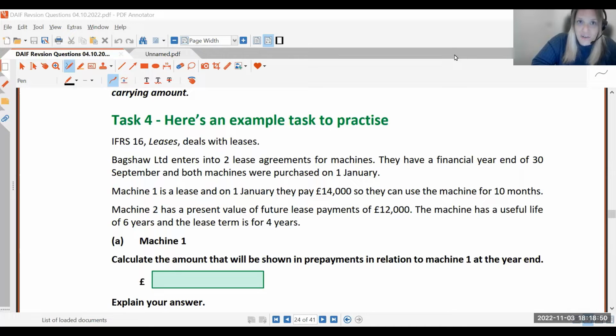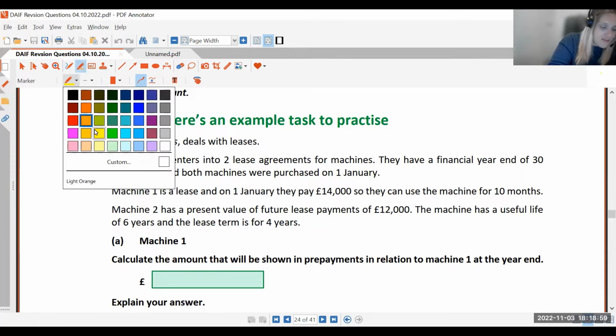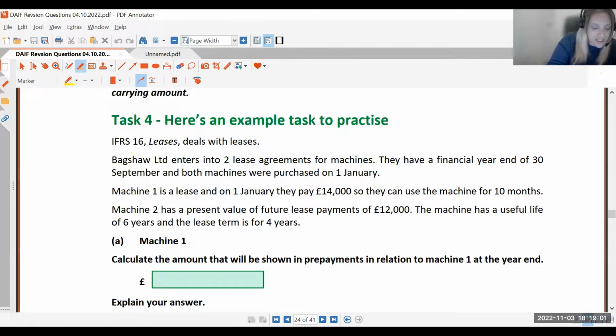Tonight, we're going to be looking at your task 4, which looks at your IFRS 16 and leases. I know leases is not generally a favourite between students. We'll work through this task together and see how you will feel.